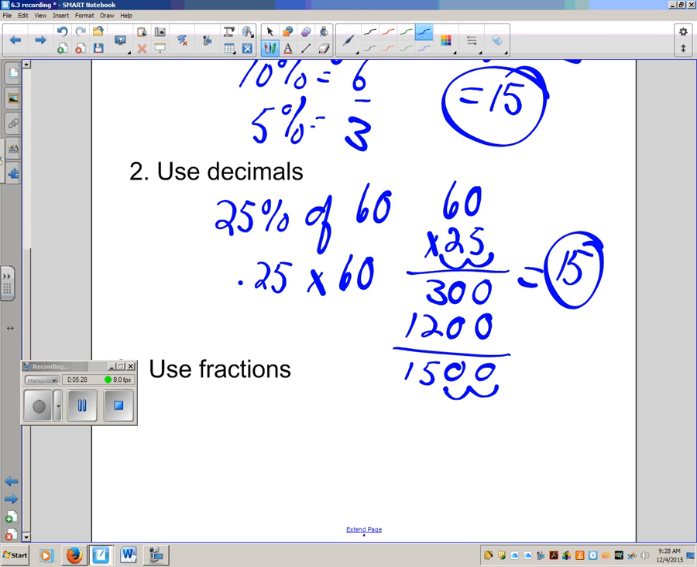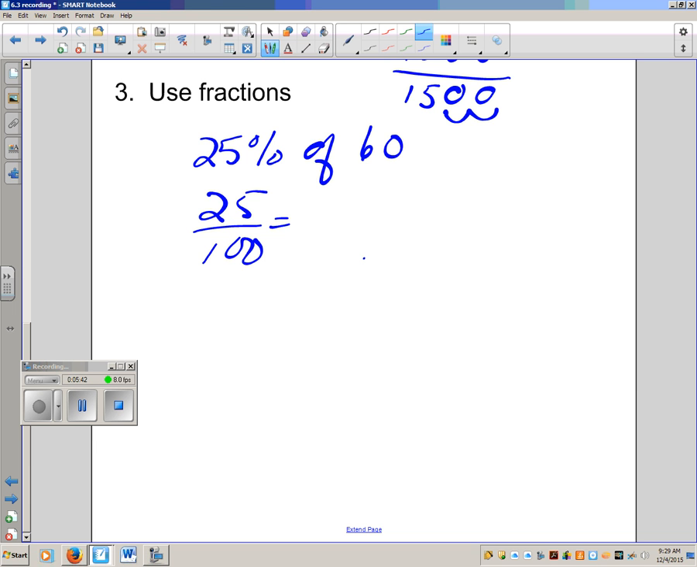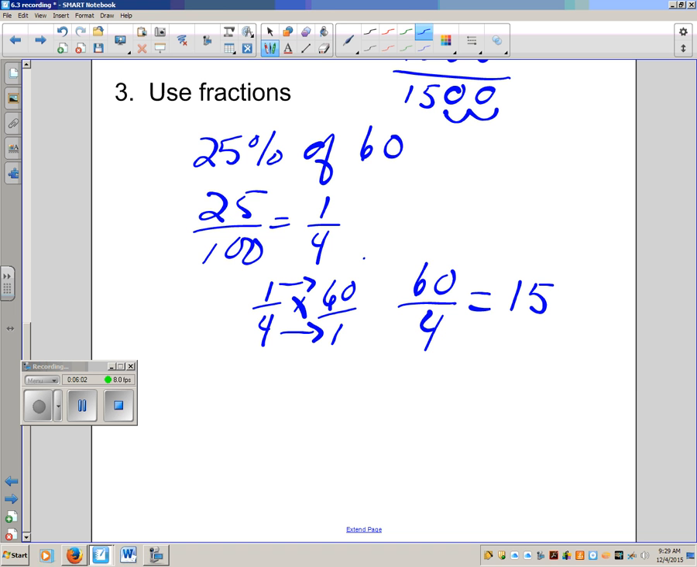The last one, 25% of 60. 25% is 25 out of 100. Reduce it all the way down to 1/4. So it becomes 1/4 times 60 over 1. Multiply your numerators, 60. Multiply your denominators, 4. 60 divided by 4, simplified, is 15.